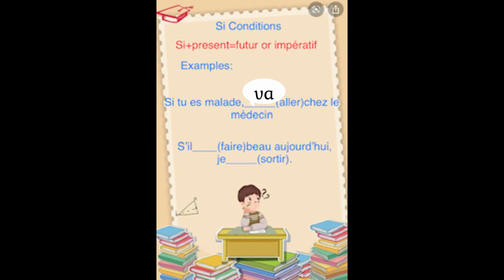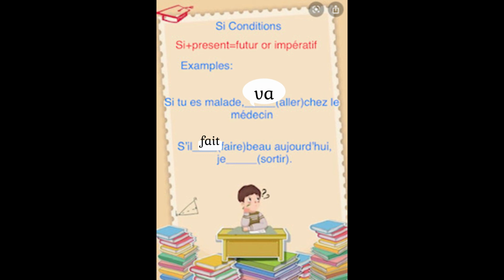The next example is si, il, dash, vous, aujourd'hui, je, dash. Now we can see that in the first part of the sentence, aujourd'hui has been used. And we know that whenever aujourd'hui is used, we use present tense. So the first part of the sentence will take up present tense and it will become il fait.